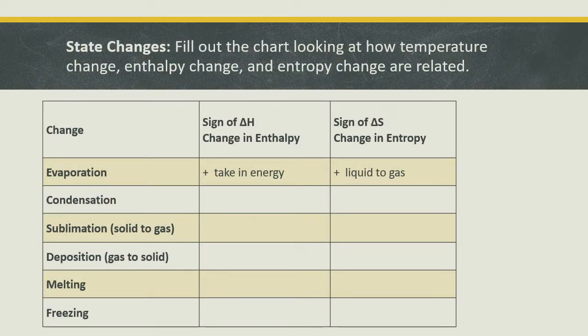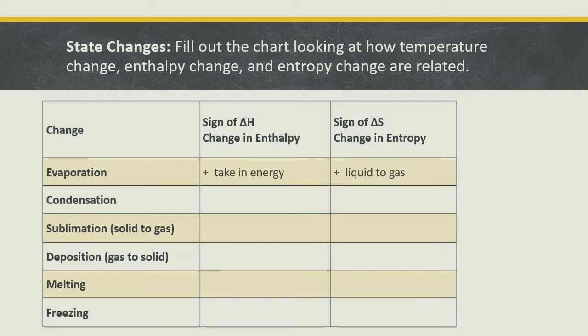So we're going to try doing some predictions here. The first one's done for us. We're going to look at how enthalpy change and entropy change are related. Enthalpy is the change in energy of our system. So we can think about, is it taking in that energy, is it endothermic, or is it giving it off, exothermic? And that does, in terms of state changes, give us an idea of what's happening with the entropy as well. So our first one, evaporation.